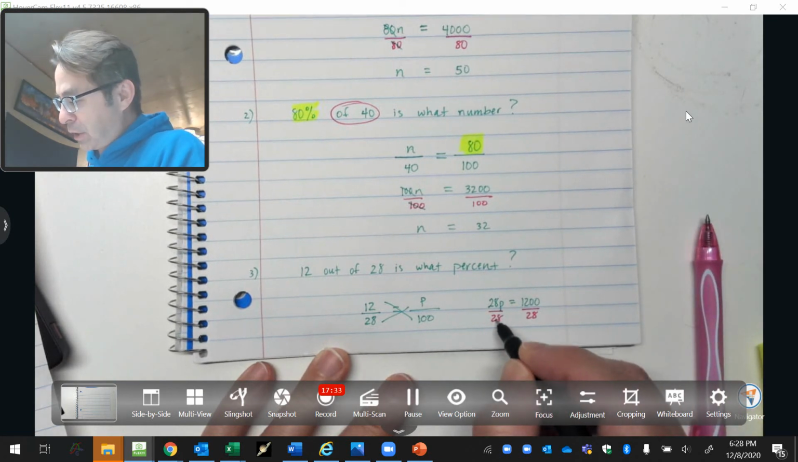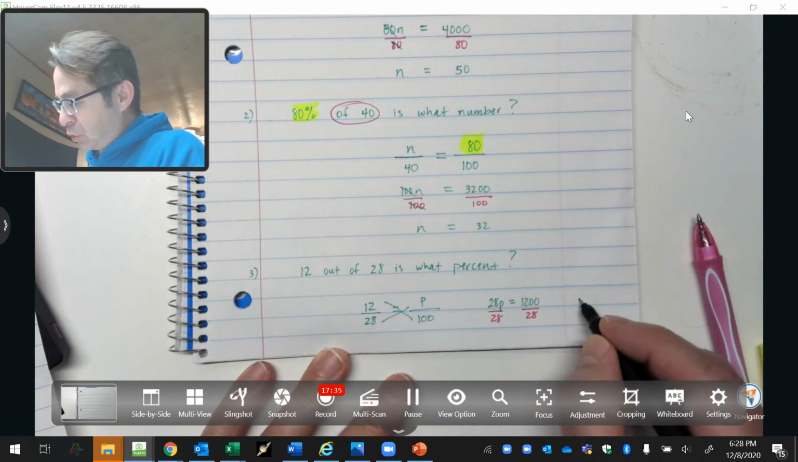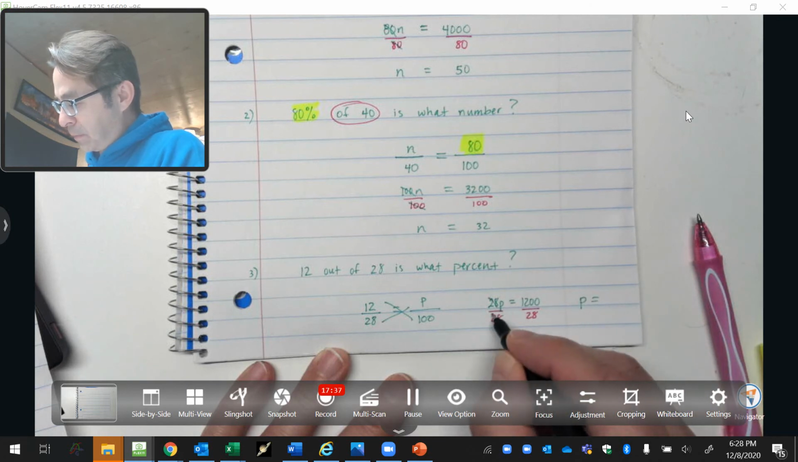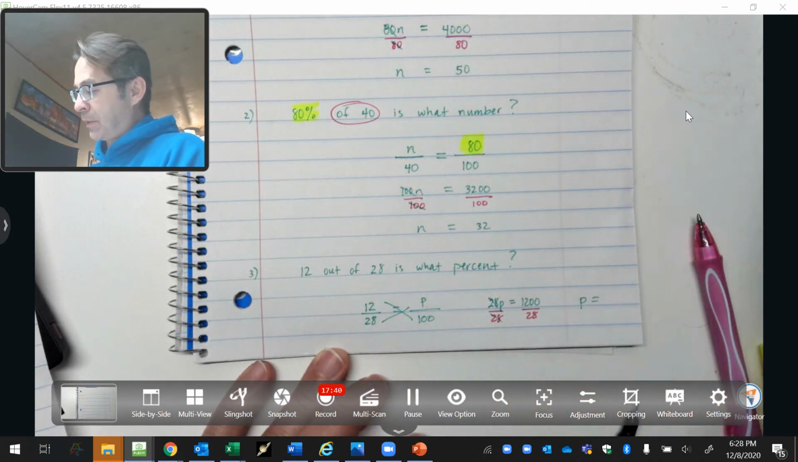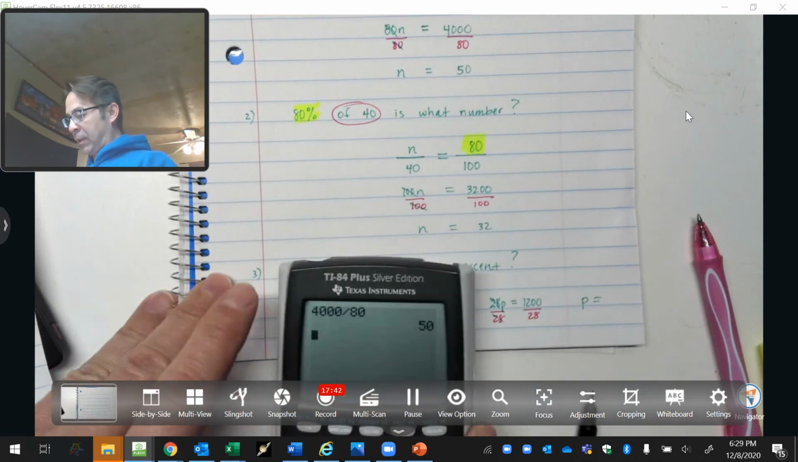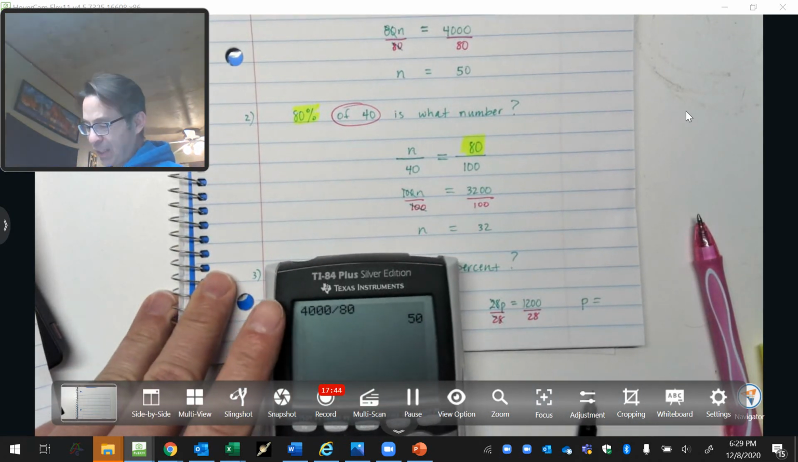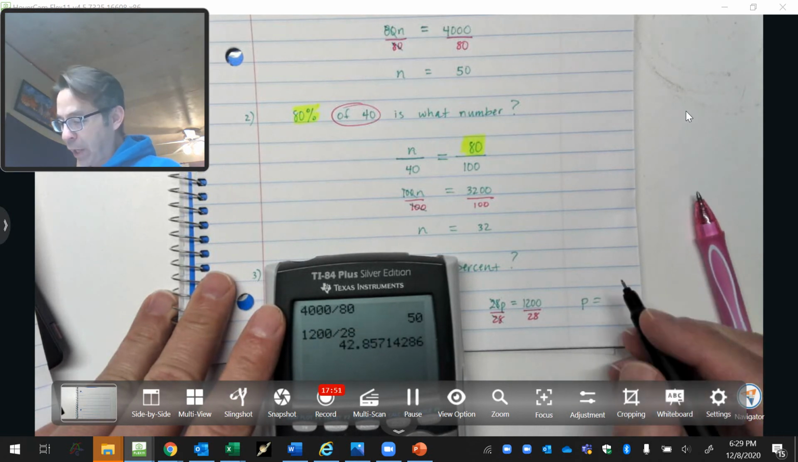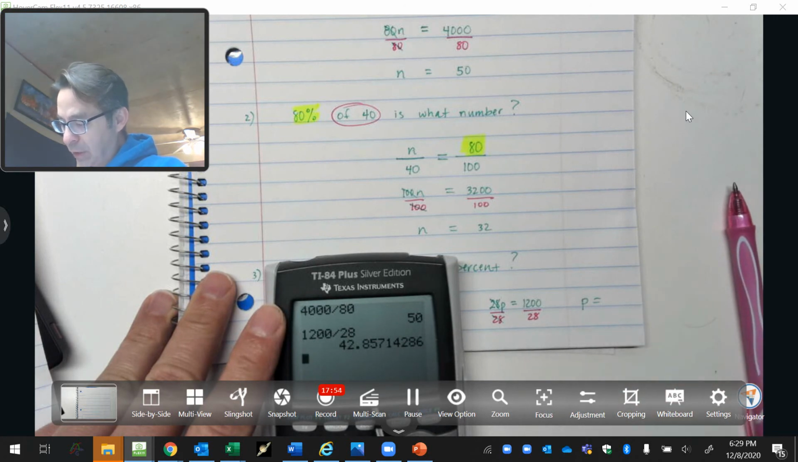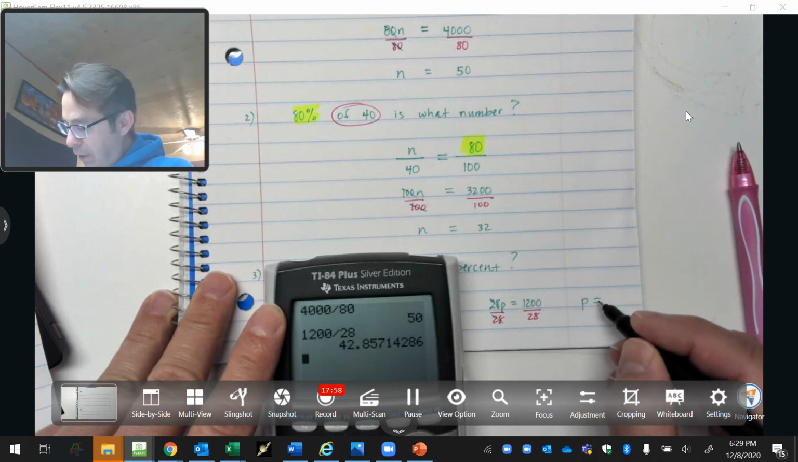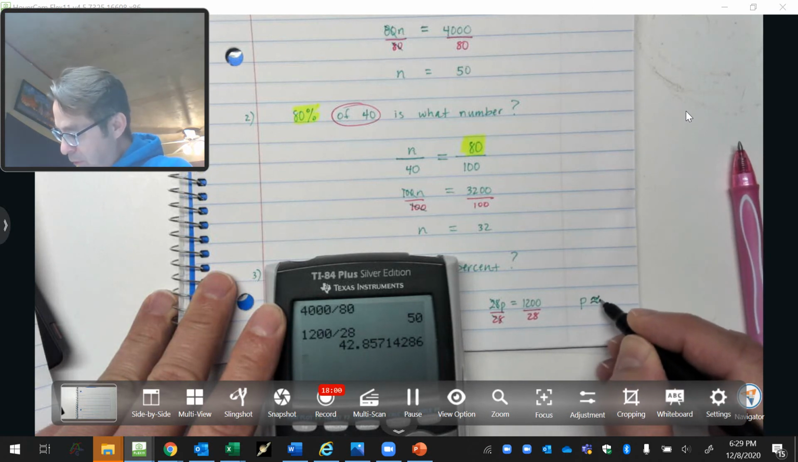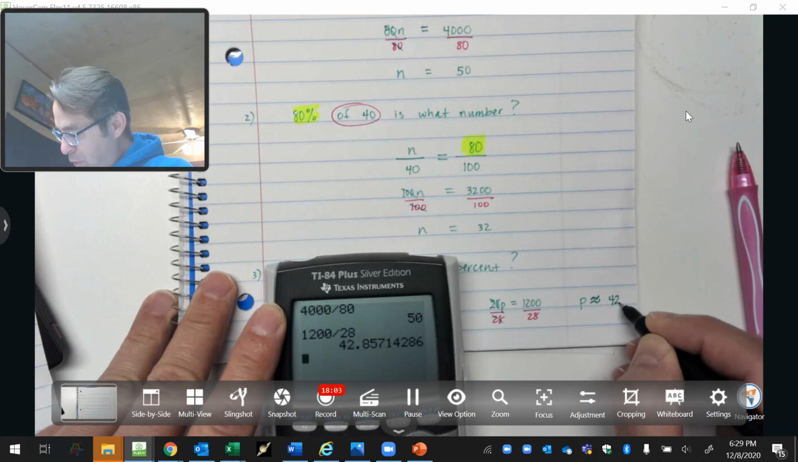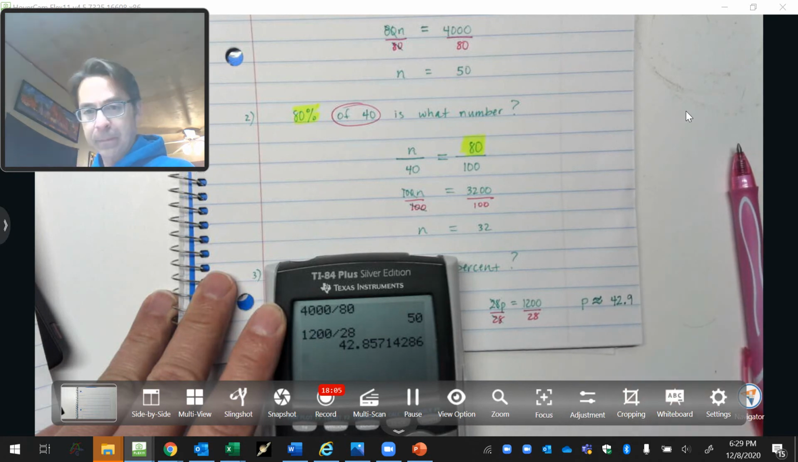28p divided by 28 is 1p. And 1200 divided by 28, I have no idea, but I'm going to guess probably close to 50. We'll see. Divided by 28, 42. So here we have to round, and I said round it to the 10th place, so 42.9. About 42.9. Voila.